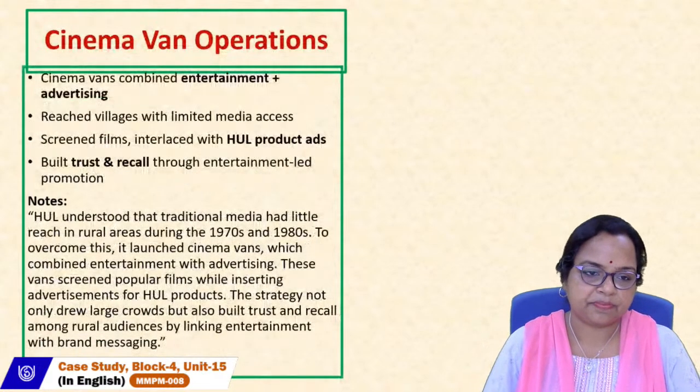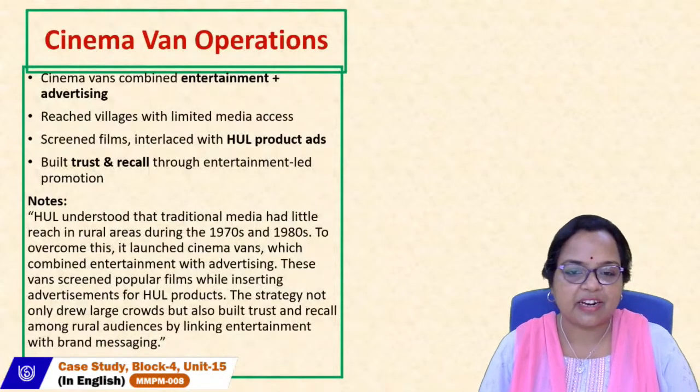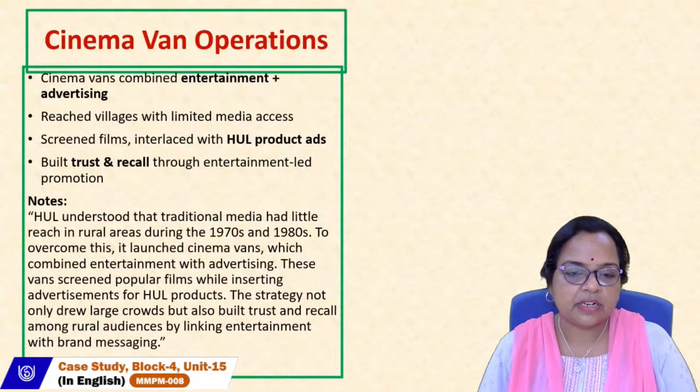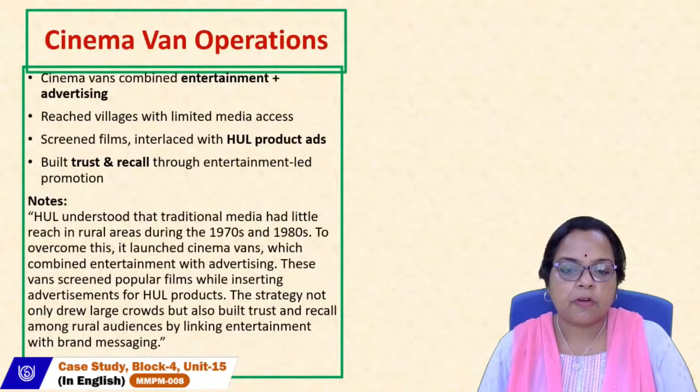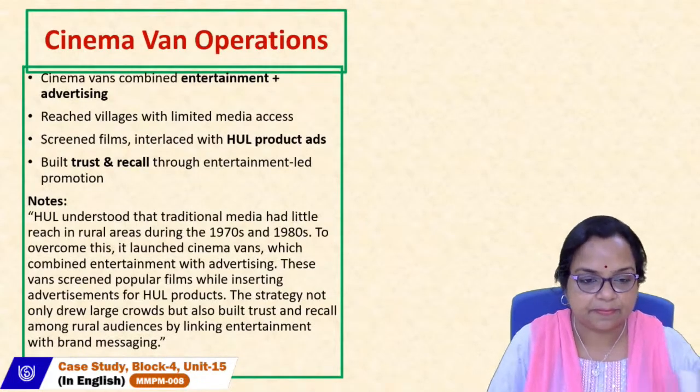Cinema van operation. HUL then understood that traditional media had little reach in rural areas during the 1970s and 1980s. To overcome this, it launched cinema vans, which combined entertainment with advertising. These vans screened popular films while inserting advertisements of HUL products. This was the strategy of HUL in the 1980s.